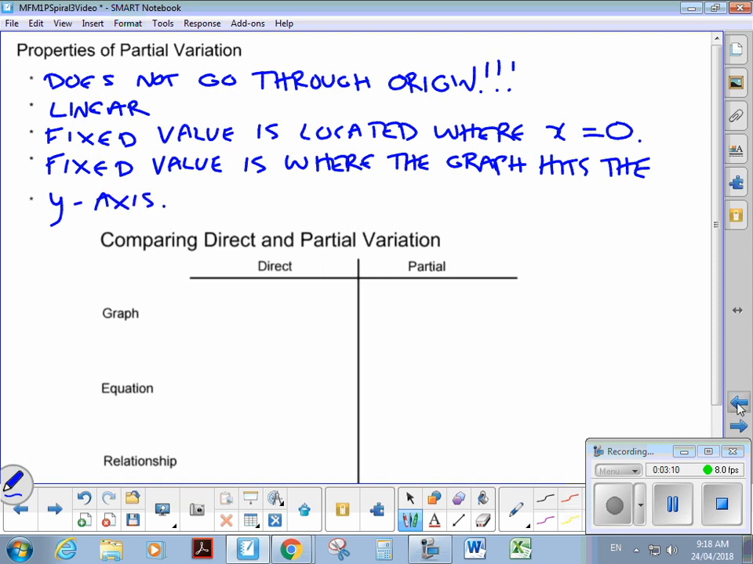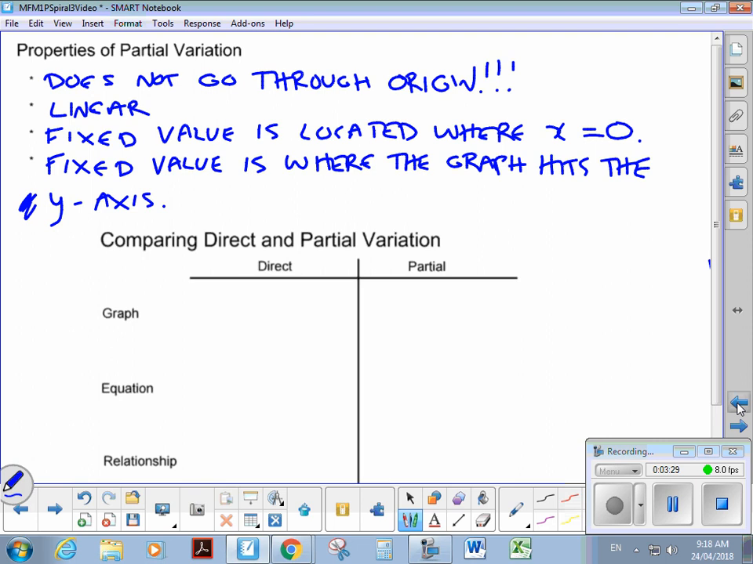All right, so there are your 4 major points. Cross that little dot out. I'm not going to go with the fifth. Those are your properties. Does not go through the origin. It's linear. Fixed value is located where x equals 0. And the fixed value is where the graph hits the y-axis.